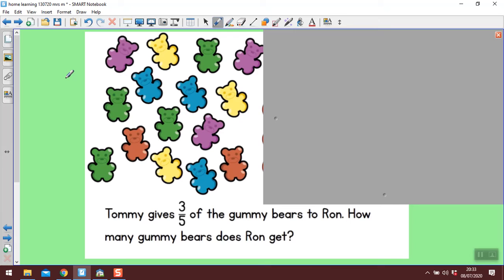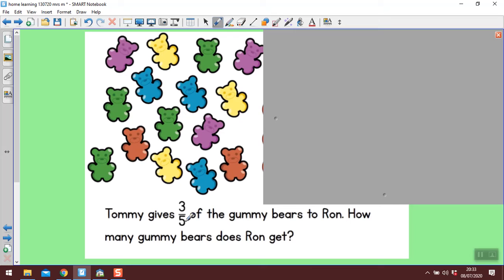Look at this one. Tommy gives 3/5 of the gummy bears to Ron. How many gummy bears does Ron get? So again, we have got 15 teddy bears. How many equal groups do you need to split those gummy bears into? It needs to be 5 equal groups because we need to find 3 out of 5 groups in the end.